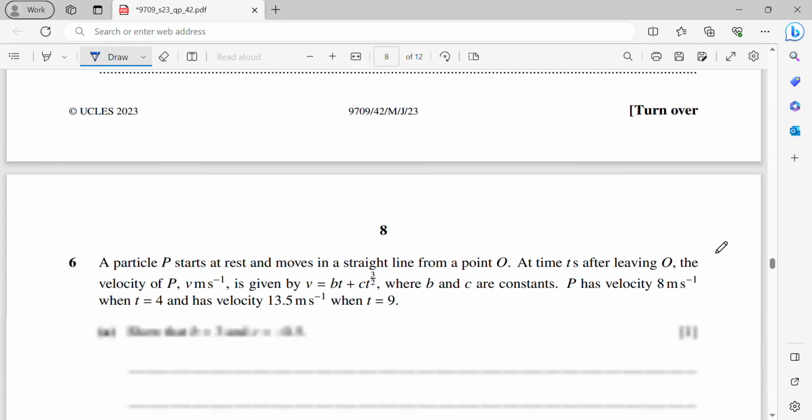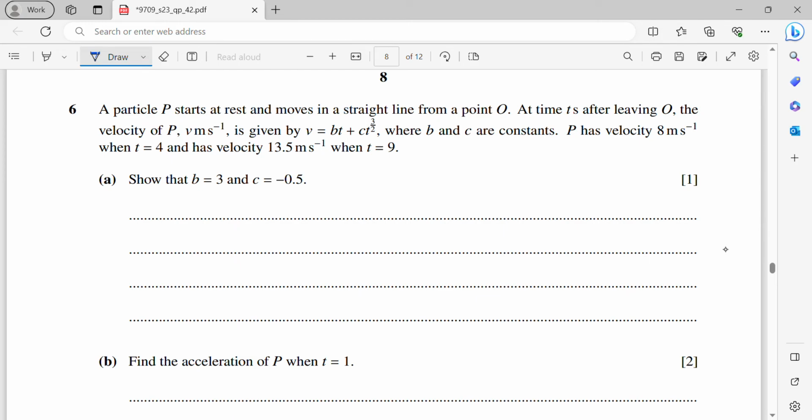Now, next question, number 6. A particle P starts from rest, means that u equals 0, and moves in a straight line from the point O. At time t seconds after leaving O, the velocity of P is v meters per second and is given by this expression, where B and C are constants. P has velocity 8 meters per second when t equals 4, and 13.5 meters per second when t equals 9. Show that B equals 3 and C equals negative 0.5.